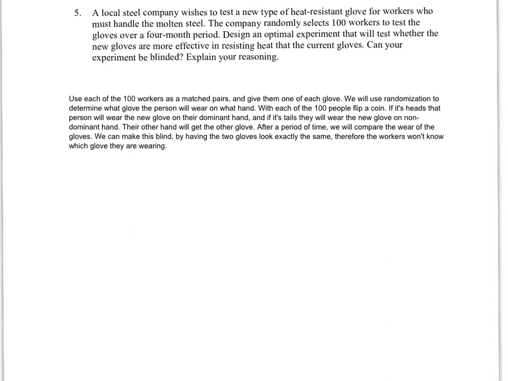Now, we could make this blind as well by having the 2 gloves look exactly the same. Therefore, the workers won't know which glove they are wearing. And now we have the matched pairs design using each person as their own pair.